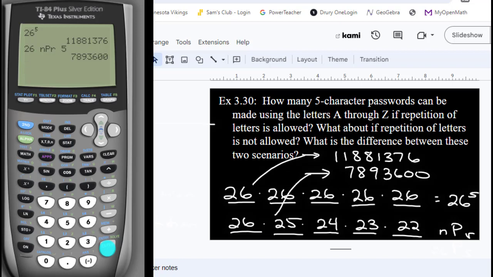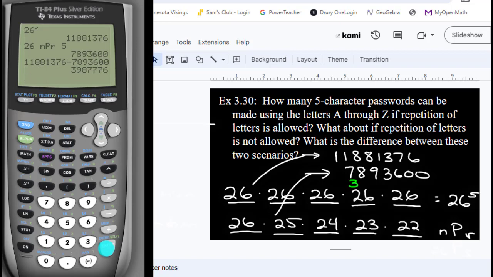And then the question was, what's the difference between those? Well, difference means we subtract. So we're just going to take the bigger one, the 11,881,376, and subtract the smaller one, the 7,893,600. And we're going to get that the difference between the two is still a pretty large number.